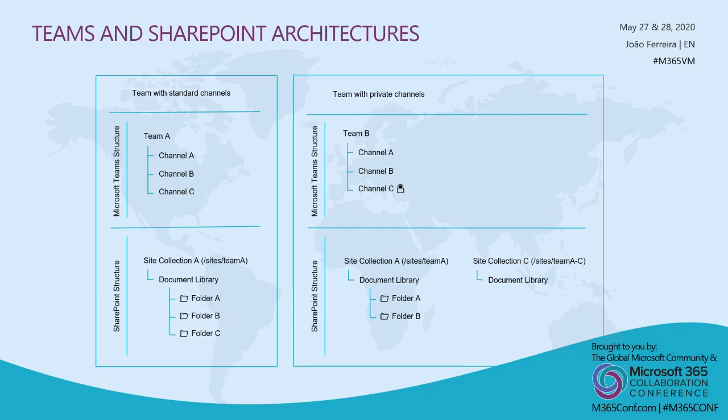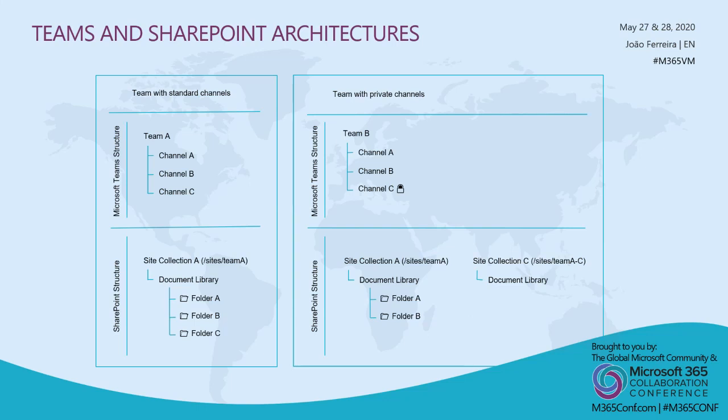Private channels allow you to have a set of users inside of a team that share their own space, and they can share information inside of the team that is not visible to all the members of the team. So this means that the underlayer of SharePoint will be different. Visually, you will see things on Teams the same way you've seen with the standard channels. You will see private channels with an icon that represents that the channel is private, but that's about it.